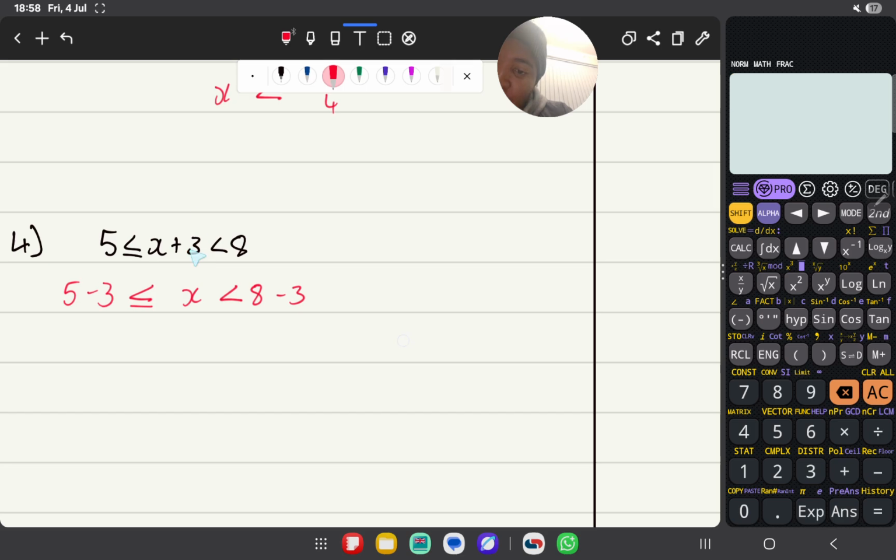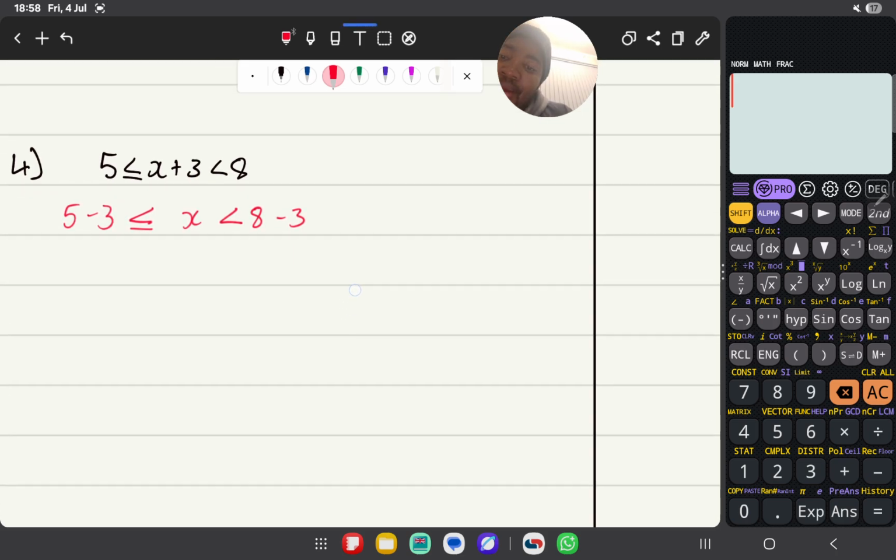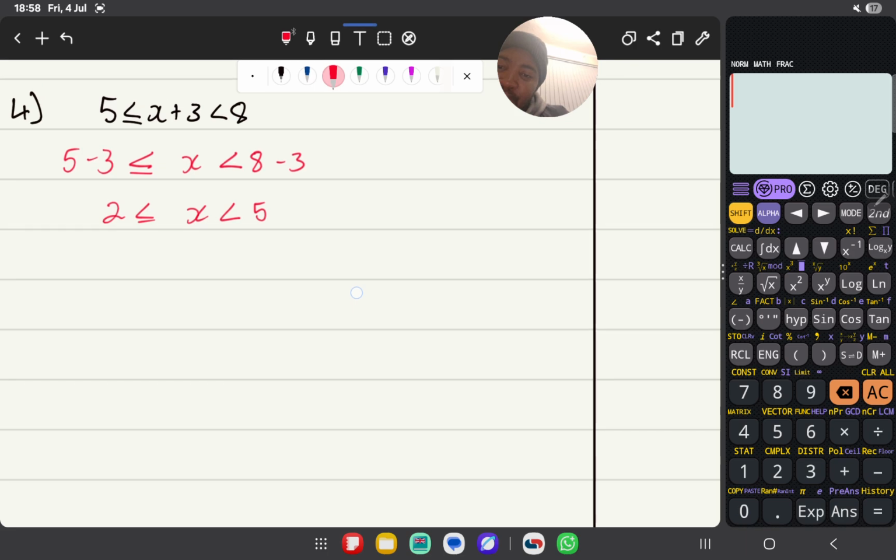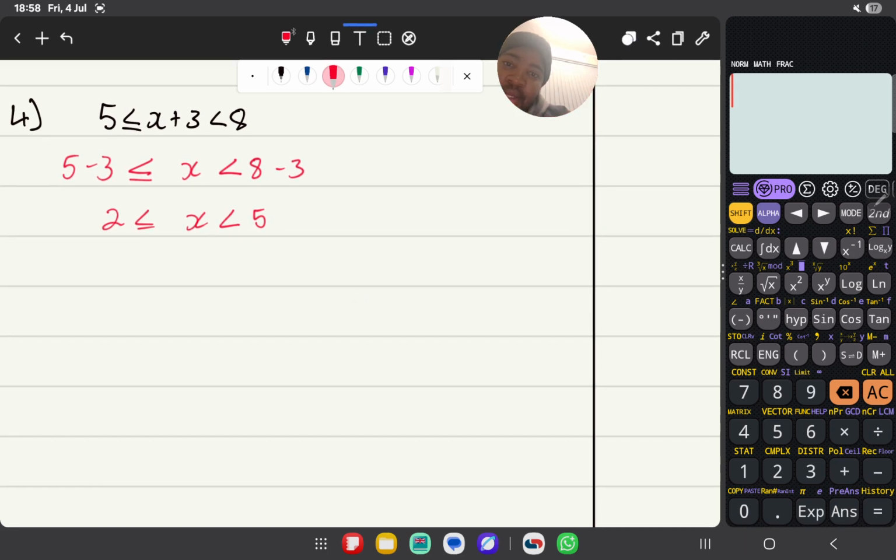So basically we took this 3, it went that side to minus, it went that side to minus, right? So basically what we are doing on one side, we are doing on all sides. So you do your math, you're going to get 2 smaller than x smaller than 5, right? So with this, now let's just draw a number line.